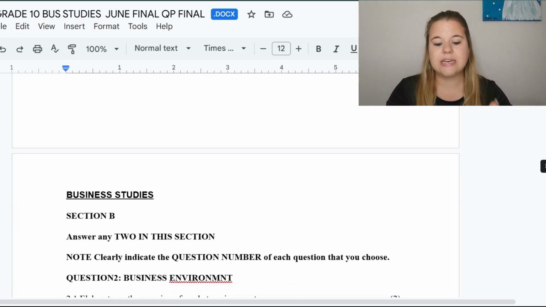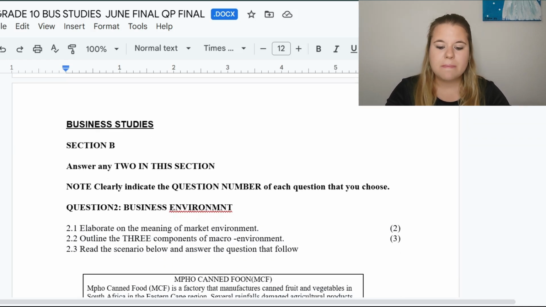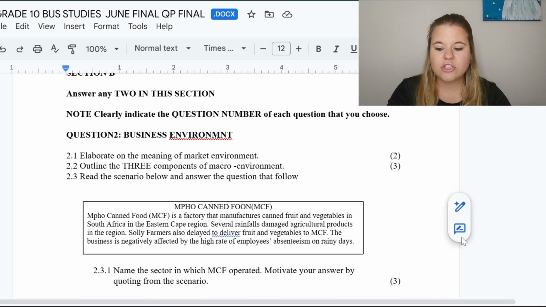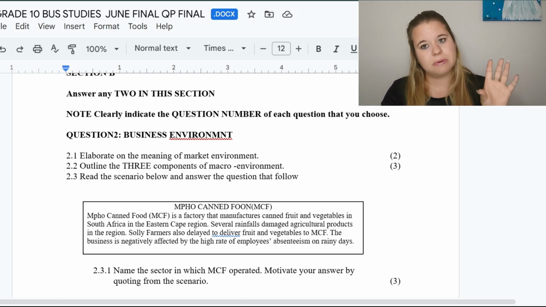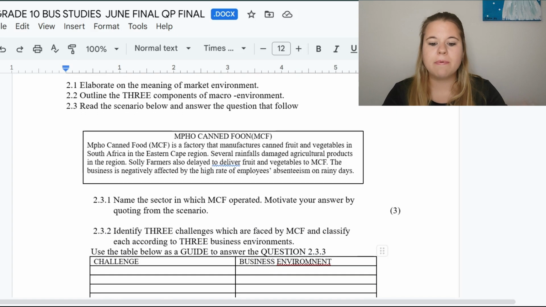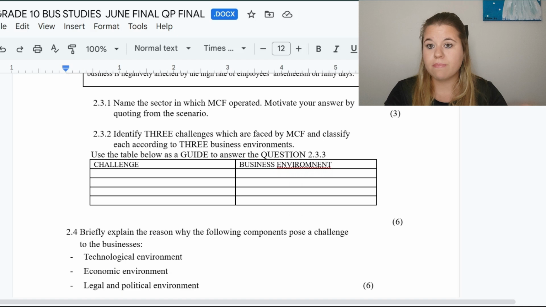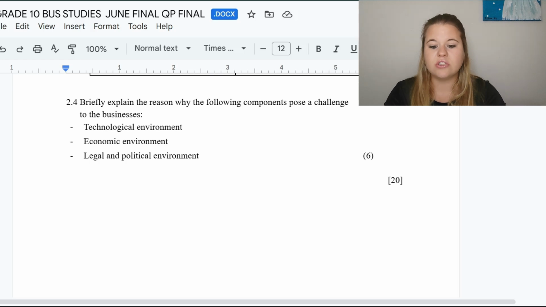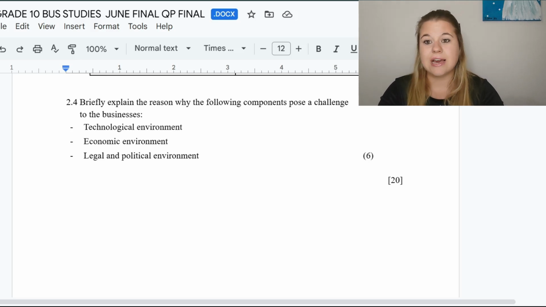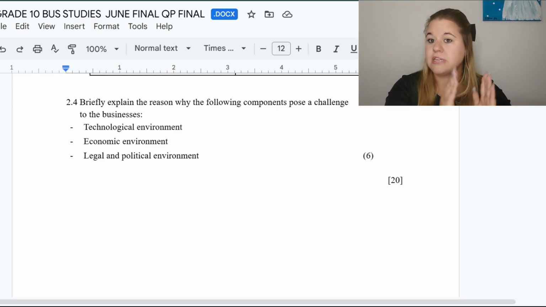Then, important, section B. Here you'll see business environments. Okay, so these questions will only be about the business environments. Just to recap, it's the micro, macro market, the interrelationship of them, and the business sectors. Right, so here we have elaborate on the meaning of the market environment. Outline the three components of macro environment. Then you need to name the sector from the scenario, identify the challenges, and then briefly explain the reasons why the following components pose a challenge to the business. Okay, so as you can see, like I said, it will only be about those chapters and those chapters only.